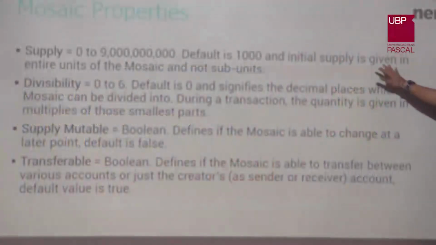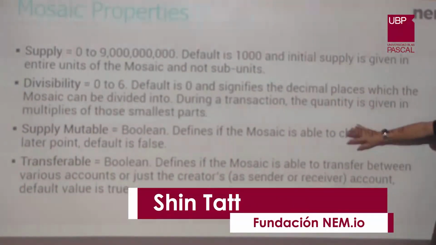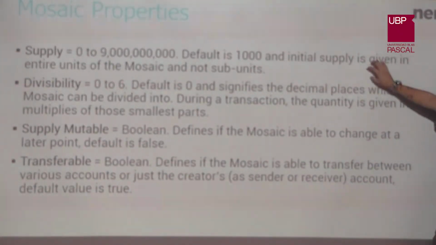This is based on our amount that we can accept. And then if this is true, you can always change the supply down the road. But still the maximum is 9 billion.